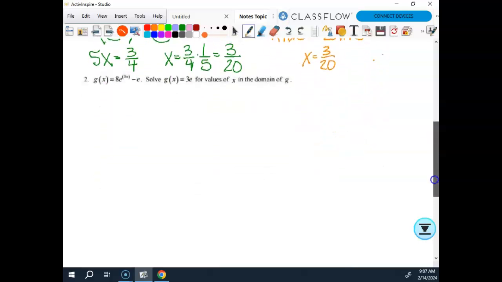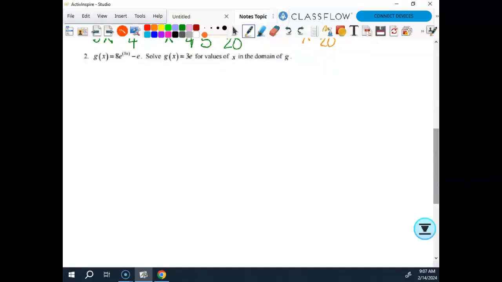All right, let's look at this next one and see why we can't do it exactly like the green way over here. So I have g of x, and I want to solve g of x equals 3e for all values of x. So 8 times e to the 3x power minus e equals 3e. E means easy, right? It's an e in there, but just pretend like it's a different variable. It doesn't have to make it complicated.